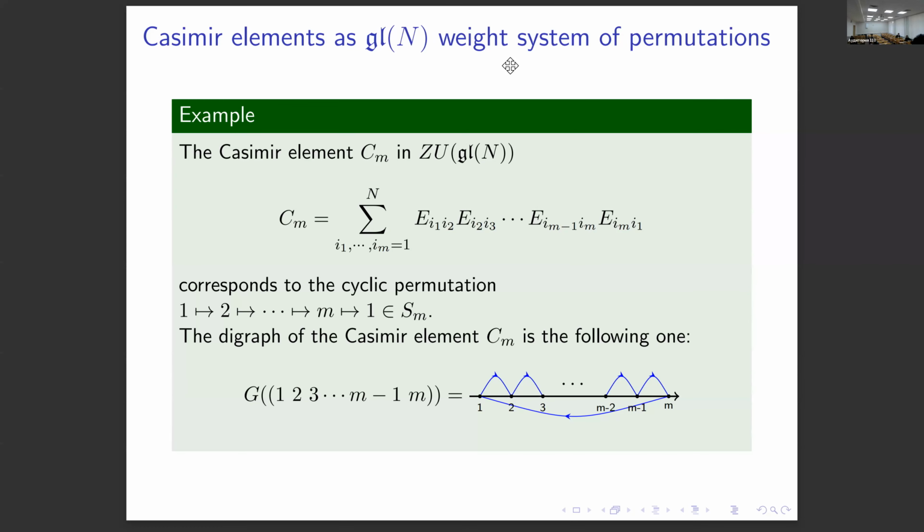And the diagram looks like this. The edges go from 1 to 2, 2 to 3, up to m-2 to m-1, m-1 to m, and finally from vertex m to vertex 1. So this is the diagram of the Casimir element C_m.